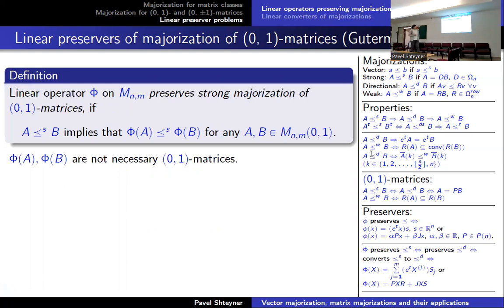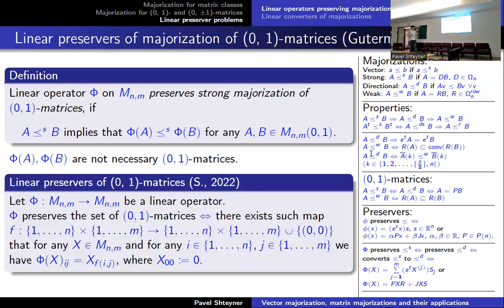We will consider two results: linear operators preserving strong majorization of 0-1 matrices, and linear converters. So what is a linear operator that preserves strong majorization of 0-1 matrices? It simply means that it preserves strong majorization in the image, but we only need this to be true for 0-1 matrices. And we don't require the images to be 0-1 matrices, because this condition is very extreme.